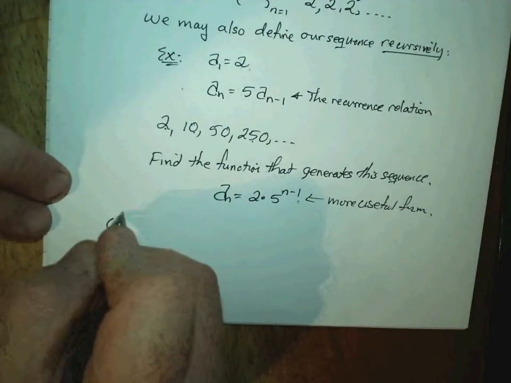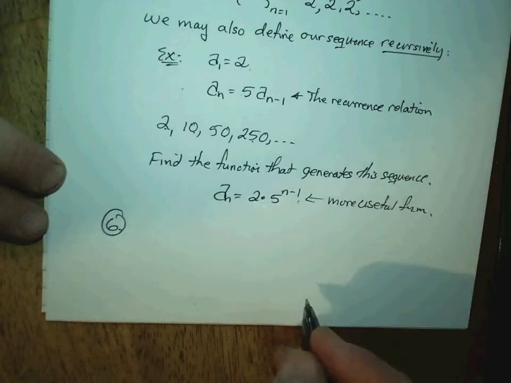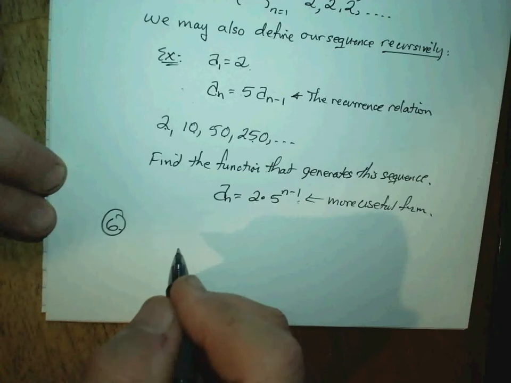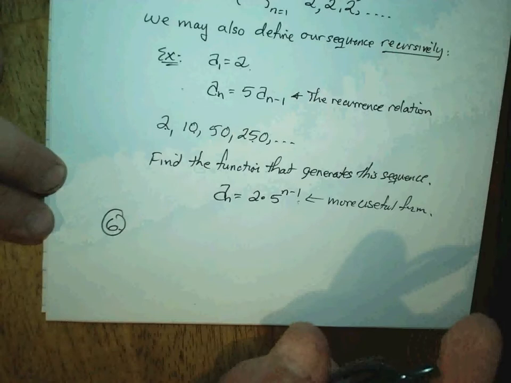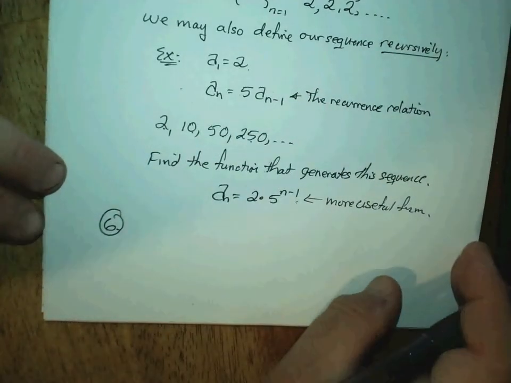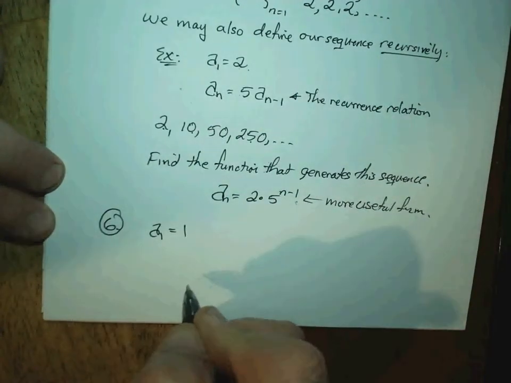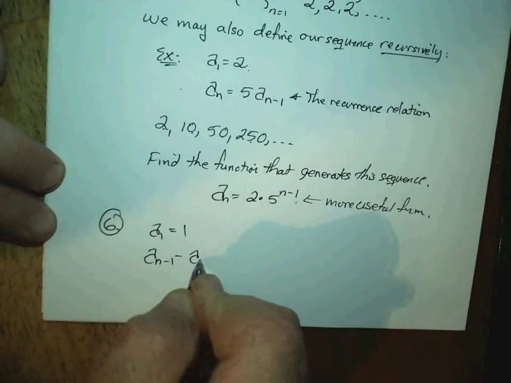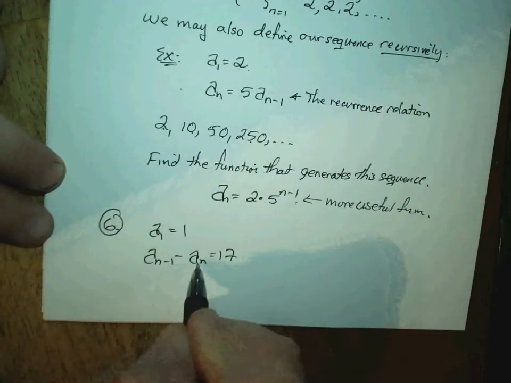Let's take a look at problem number 6 from the exercises. For number 6, find a formula for the nth term of this arithmetic sequence, whose first term is a sub 1. So a sub 1 is 1. And the relation we have here is a sub n minus 1 minus a sub n is 17. All right, so that's what they tell us is the relationship between the terms.